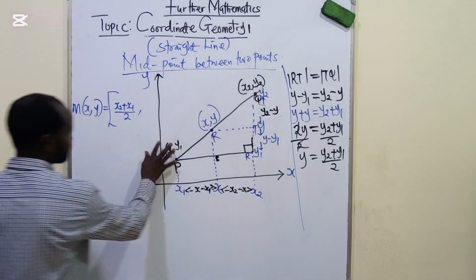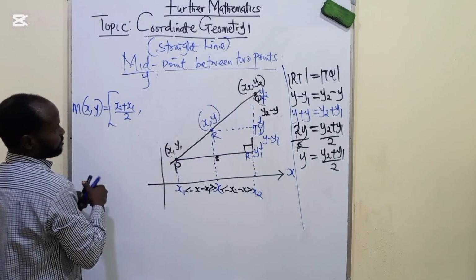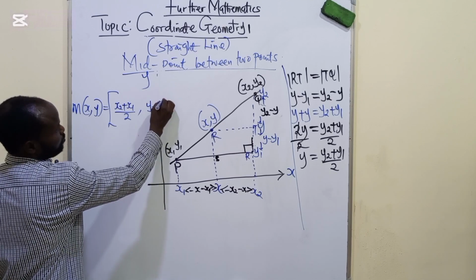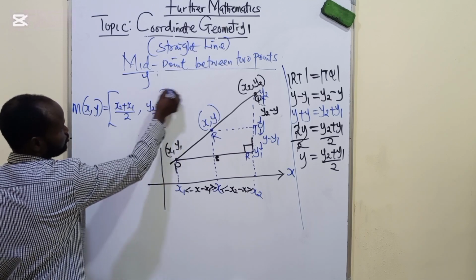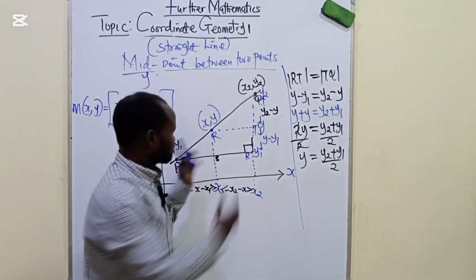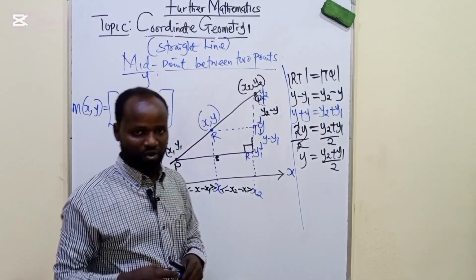So I can write it here. Let me remove this drawing. I can write it as y2 plus y1 divided by 2. So this is how we come about the formula for the midpoint between 2 points.